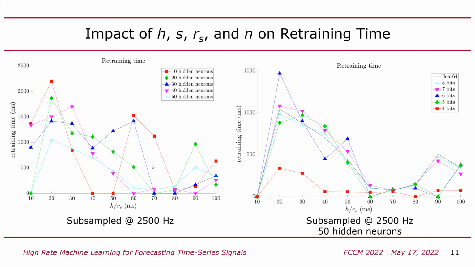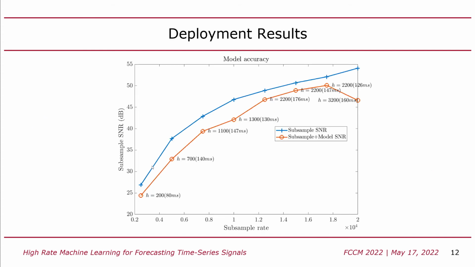Now, when we increase the subsample rate beyond 2500 hertz, we have to correspondingly scale up h, the history size or number of inputs, to ensure that the achieved accuracy follows the same trend as the accuracy ceiling. Generally speaking, the value of h gives around 150 milliseconds of historical information, at least for the h's that we chose. For these results, we kept the number of hidden neurons fixed at 50.